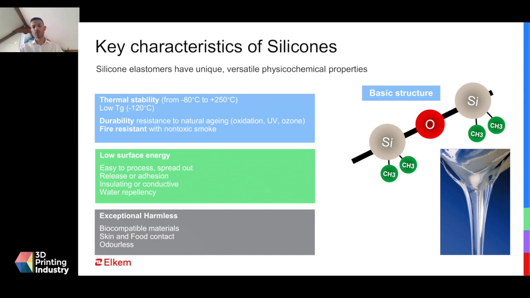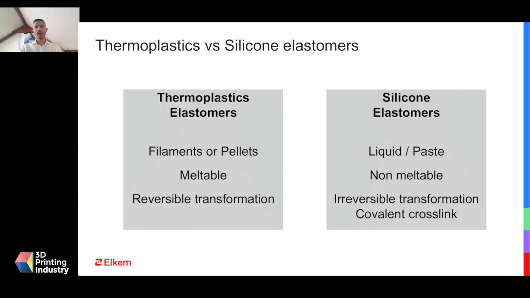So if I come back to the comparison between thermoplastic elastomer versus silicone elastomer. Today you will find thermoplastic elastomer to print soft parts as filaments or pellets, and you will melt or fuse it during the printing process by extrusion, for example. So this transformation is reversible, and that's why this technology is also not suitable for high temperature applications.